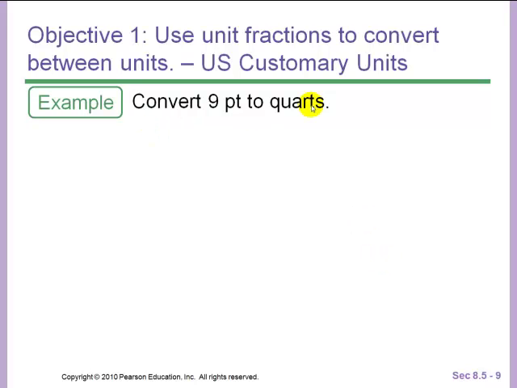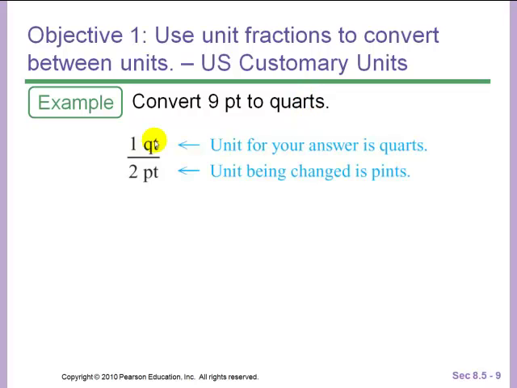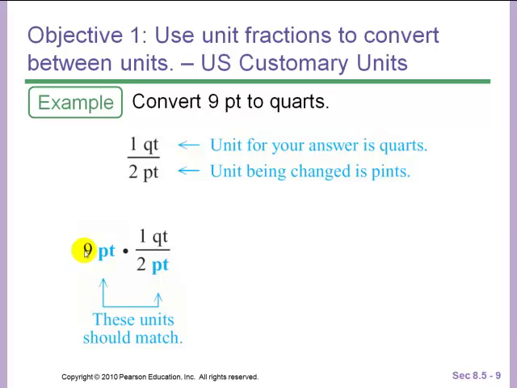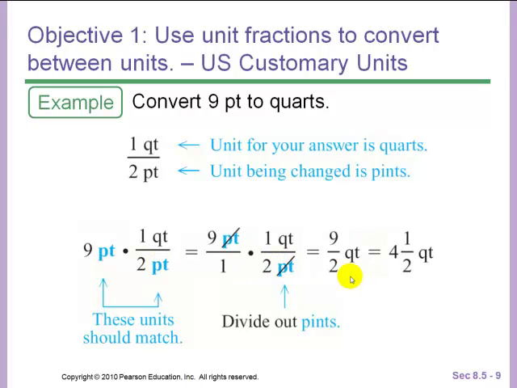Convert 9 pints to quarts. The relationship is that 1 quart is equal to 2 pints. Again, we know we want quart on the top because that's what we want our answer to be in, and we put pints in the denominator because that's what we're trying to change. So we have 9 pints times 1 quart over 2 pints. The pints match so that they can cancel out or divide out. And now we're left with 9/2 quarts.